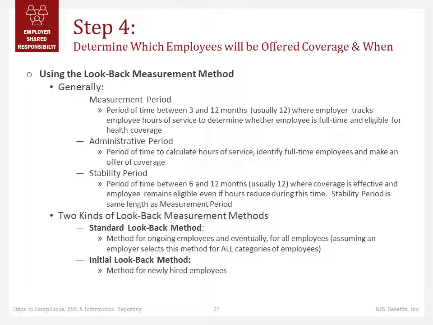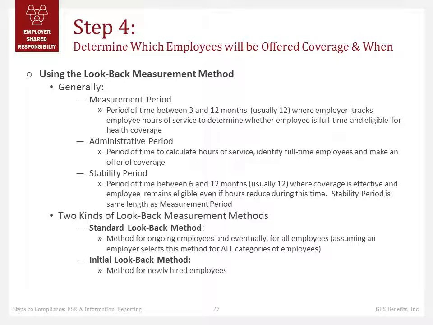The stability period is a period of time between 6 and 12 months. Usually it's 12. If your measurement period is 12 months, it's got to be 12, and we'll talk about that a little bit more, but where a coverage is effective. So this is a period of time where they're eligible, and they remain eligible through this entire period of time. We're going to say it's 12 months in this example, even if their hours go down. So they earned it. If they earned it in the measurement period, they are eligible for the full following associated stability period.